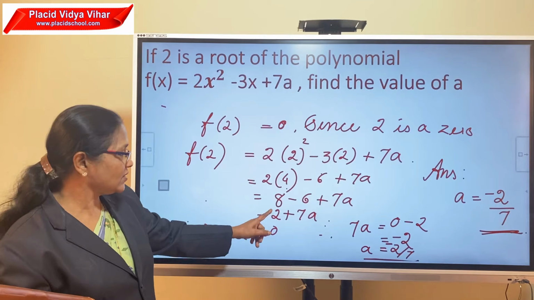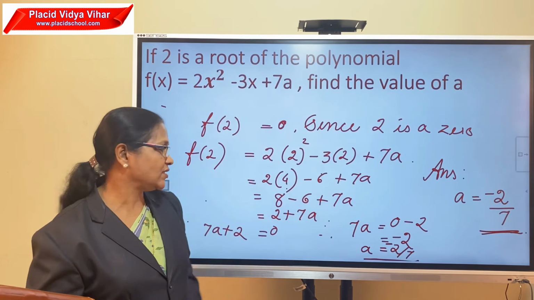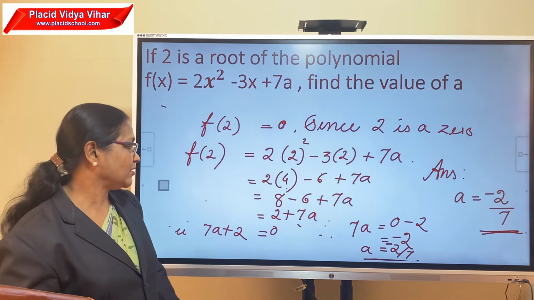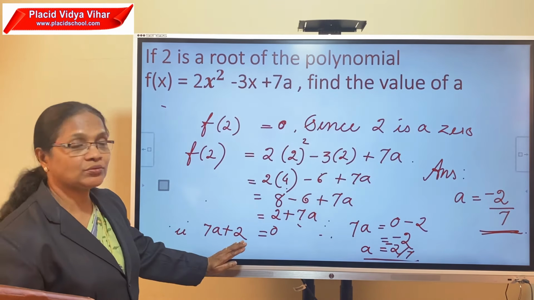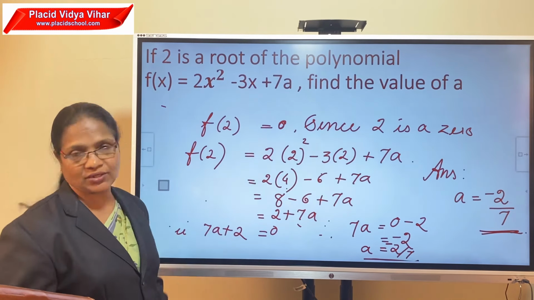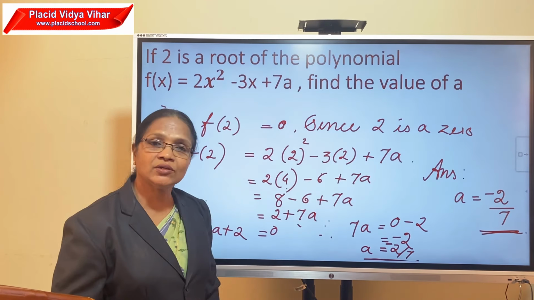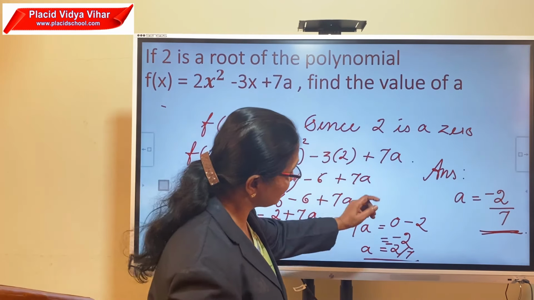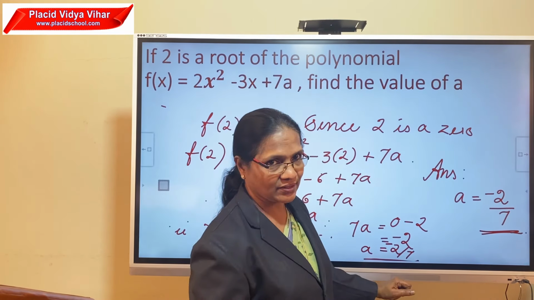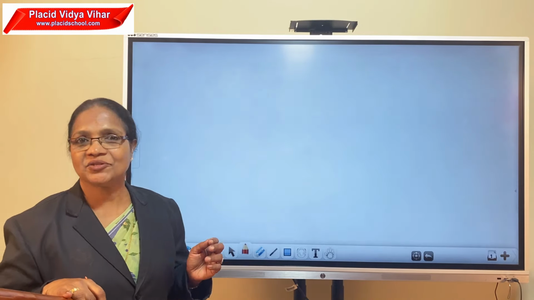2 times 4 is 8. 8 minus 6 plus 7a. That is 2 plus 7a. Here we have to equate that 7a plus 2 equal 2 plus 7a, that is equal 0. Therefore 7a equals 0 minus 2. 7a equal negative 2. Therefore a becomes negative 2 by 7. I hope it's clear to you.